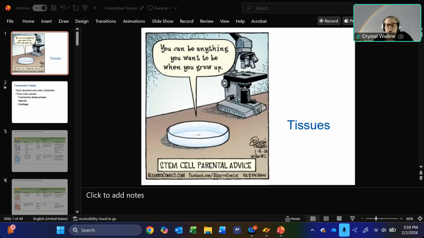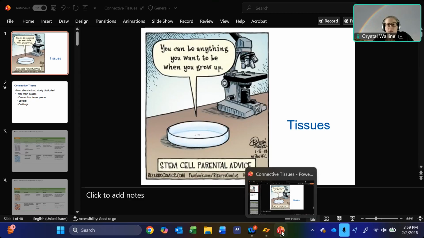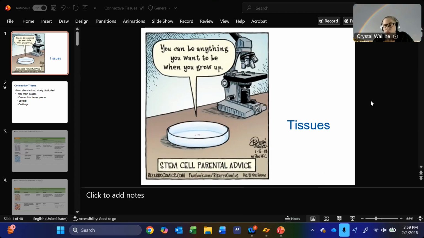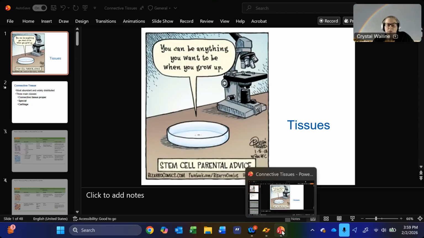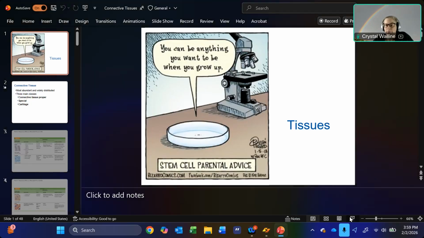All right. So what we are going to do is learn about connective tissues. Okay, recording, screen sharing. I just want to make sure everything's set up correctly.